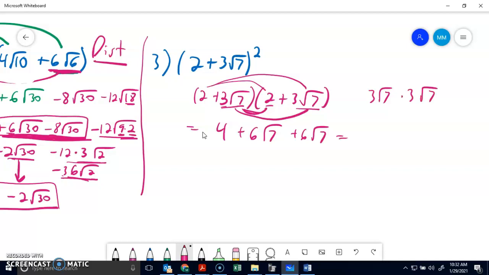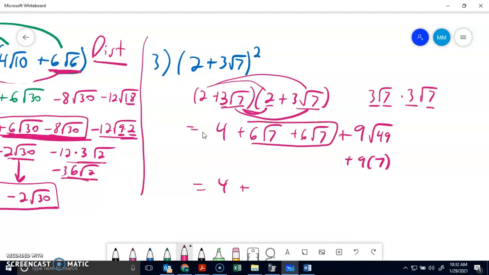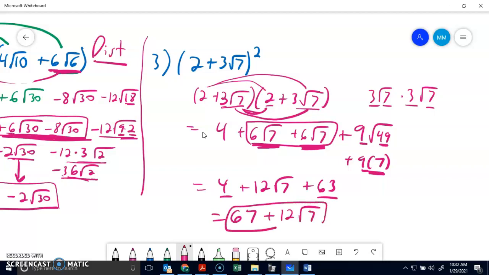So that gives me a positive 3 times 3 is 9. The square root of 7 times the square root of 7 is the square root of 49, which is going to become just 7. So I have a 4, I have 6 square roots of 7 plus 6 square roots of 7. So how many square roots of 7 do I have here? I have a total of 12 square roots of 7. And then over here I have 9 times the square root of 49, which is 7. So that's 63. And what I get then is 4 plus 63. We're combining like terms: 67 plus 12 square roots of 7.